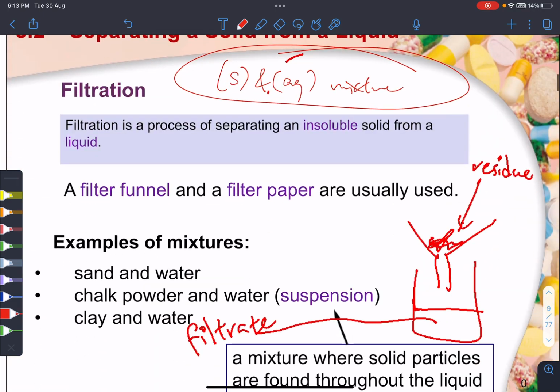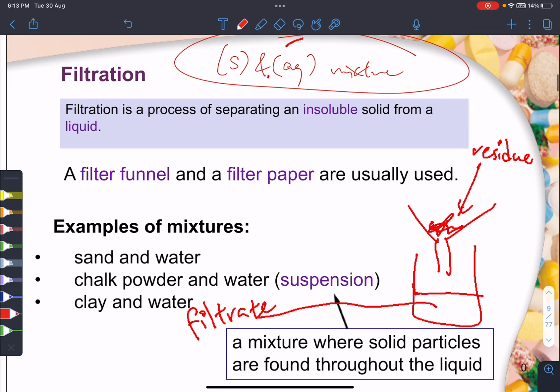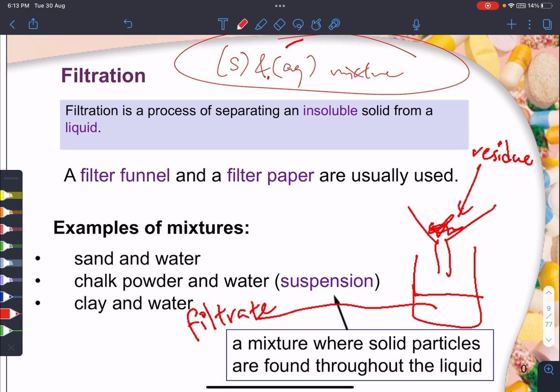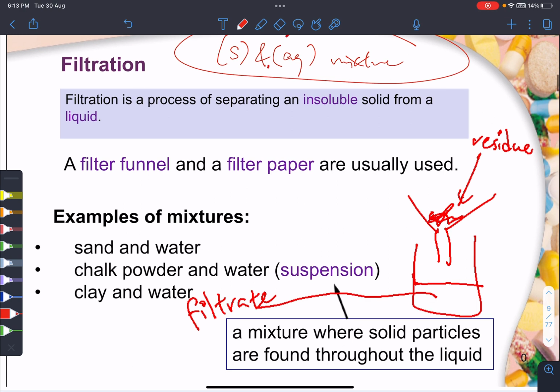So filtration is when you have a solution and a solid mixed together, and you can just filter. The thing that goes through is called the filtrate. The solution that you collect at the end is the filtrate. The thing that gets stuck behind is called the residue. Very simple thing that you already know.